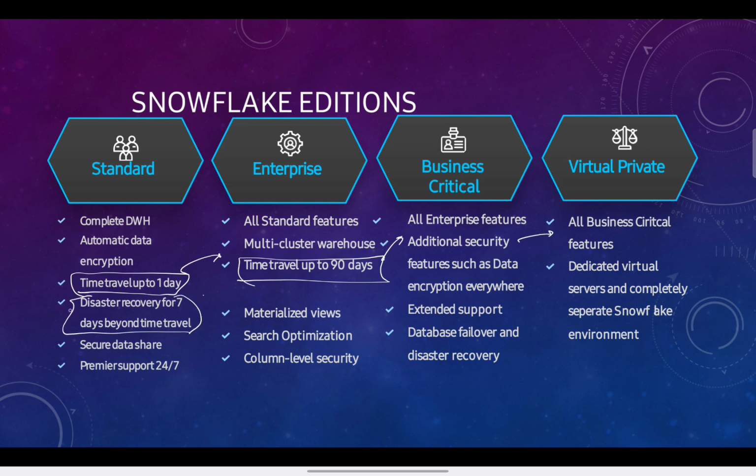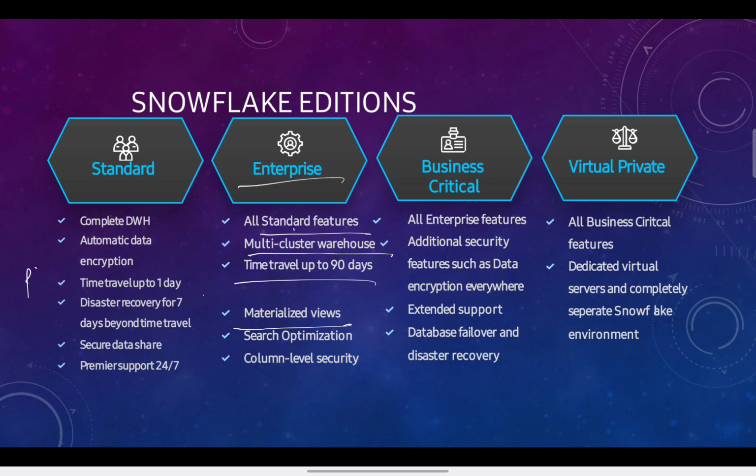Similarly, disaster recovery, also known as Fail-safe, is up to 7 days. In the same way, Fail-safe is for 7 days. Similarly, secure data share will be there, and premier support 24/7 will be there. All standard features, multi-cluster warehouse, and materialized views are in the Enterprise edition. What materialized views are, we are going to learn in future. Search optimization will be there. Column level security will also be included in this edition.